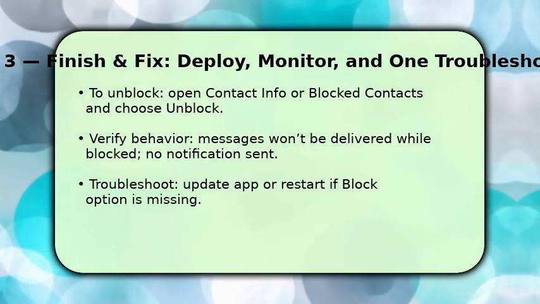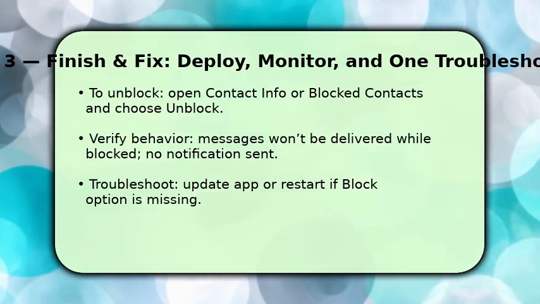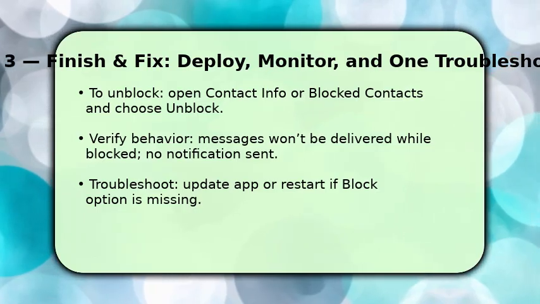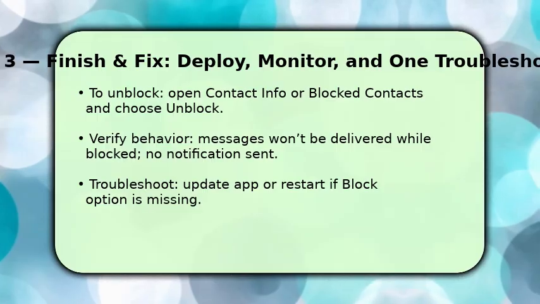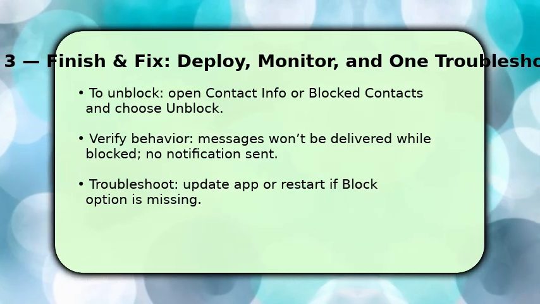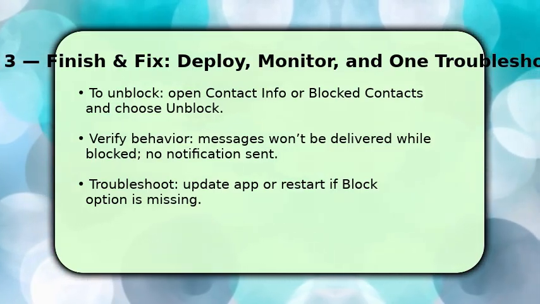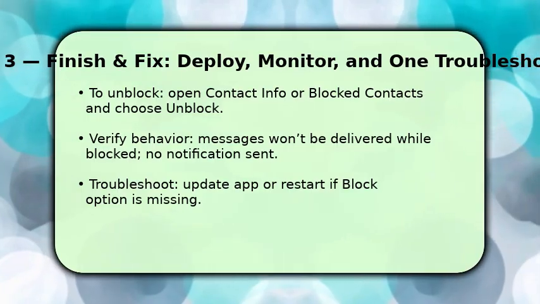If you change your mind, open contact info or the blocked contacts list, select the person and tap unblock. This restores messaging immediately. If the block option is missing, make sure your app is up to date and restart your phone. If that fails, check app permissions and storage. This troubleshooting step fixes most issues quickly, so try it before contacting support.